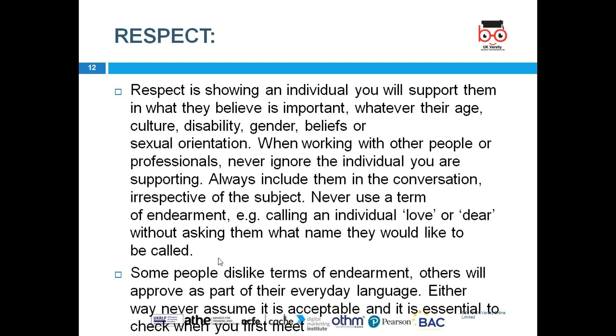Some people don't like terms of endearment and others will just think it's part of their everyday language. Either way, never assume and just make sure you check before you start saying it. You could say, oh, I like calling people honey. Is that okay if I call you that? And then they can say yes or no. Yeah, are we okay? Yeah.